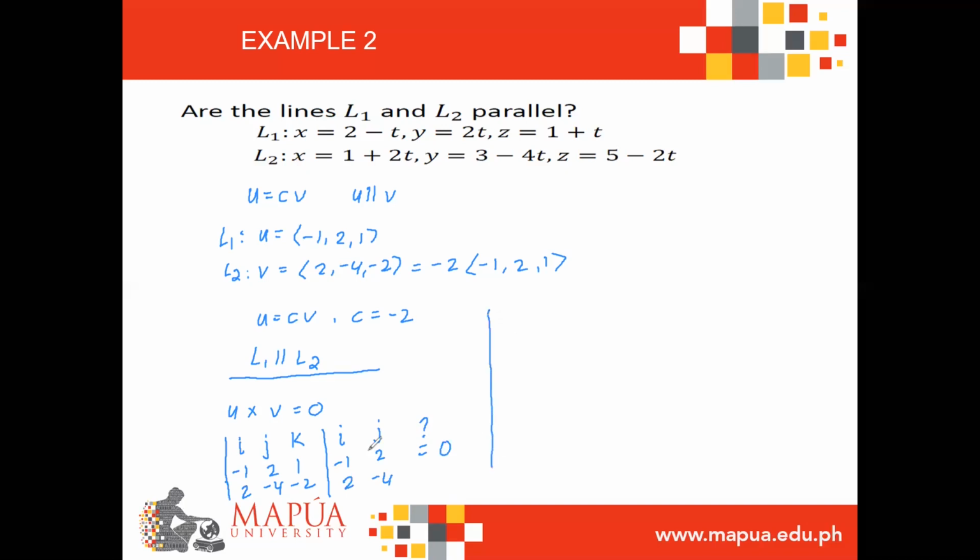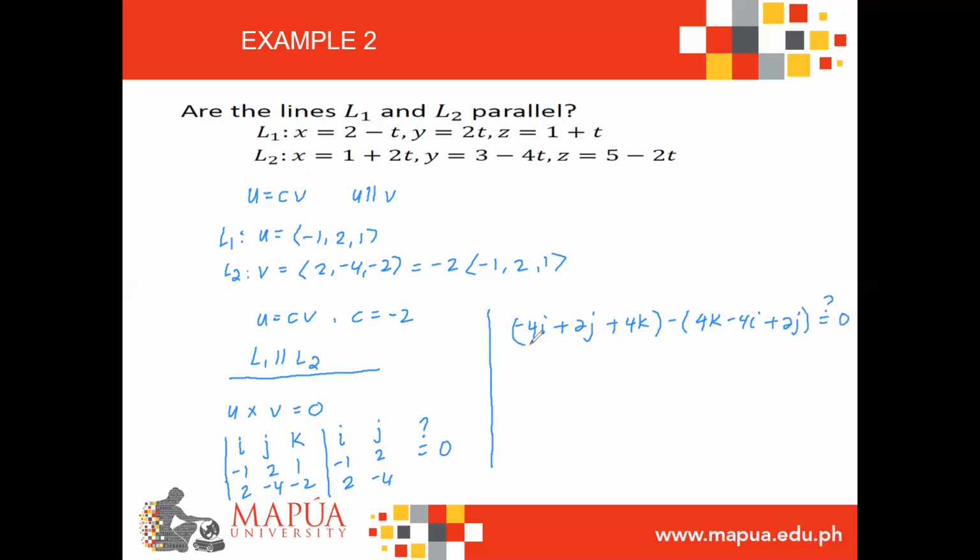So with that, let us now perform the diagonal multiplication starting from the upper left corner. This is -4i. Then we have +2j. Then we have +4k. Then minus, we have this as +4k. Then this is -4i. Then this is +2j. So let us check if it is equal to 0.